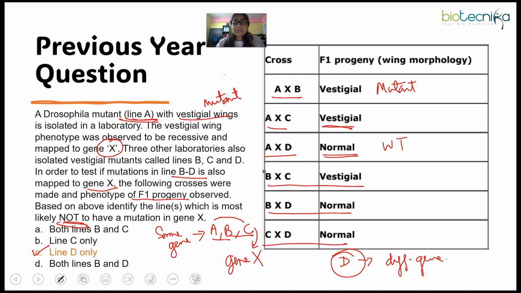You can see that the procedure is the same. The same technique you have to perform to find out the different complementation groups or different genes that are involved, and accordingly you have to answer. Here we found out that D is not in gene X. That's why D is in a different gene. So D cannot be in gene X. That was the question.